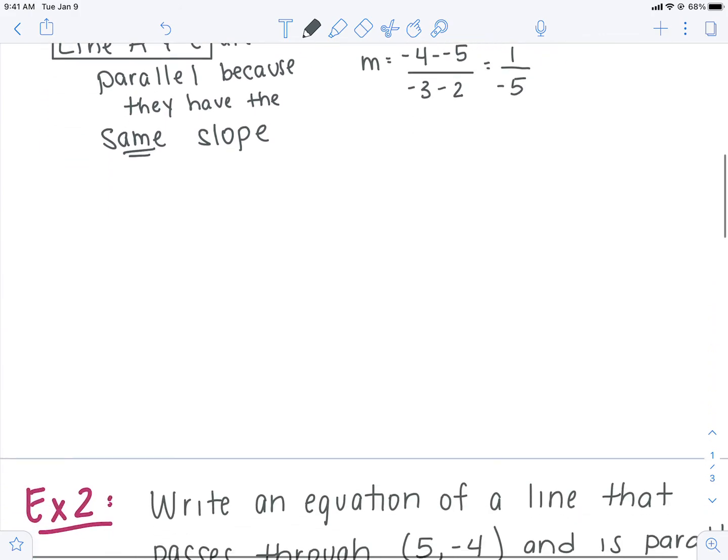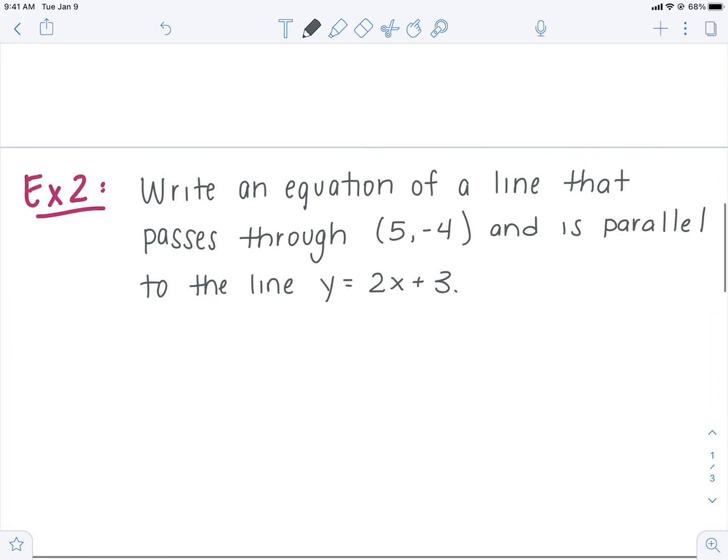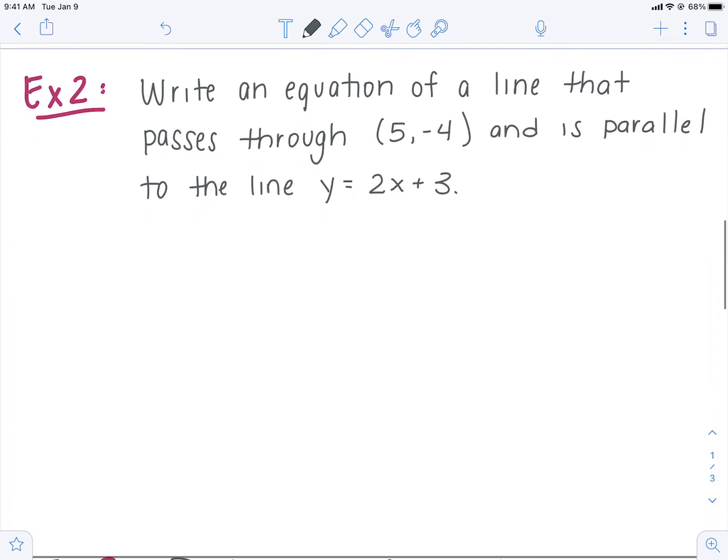So now when we go to write equations for parallel lines, they're going to say things like write an equation of a line that passes through (5, -4) and is parallel to the line y equals 2x plus 3. So they're normally going to give you a line equation, and they're going to give you some other kind of point that they want the parallel line to go through.